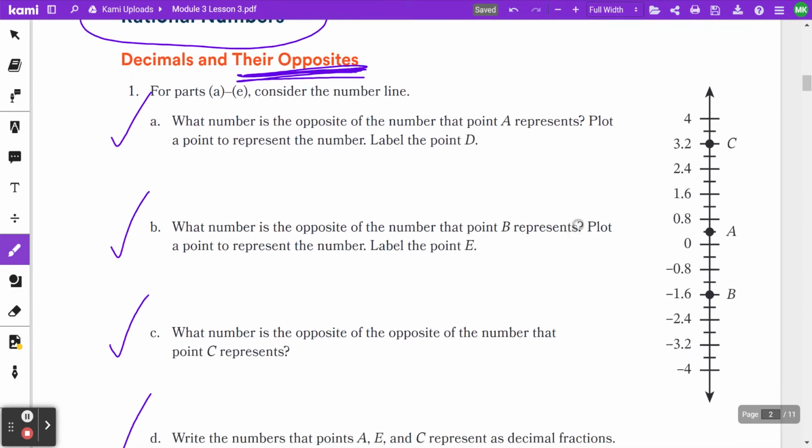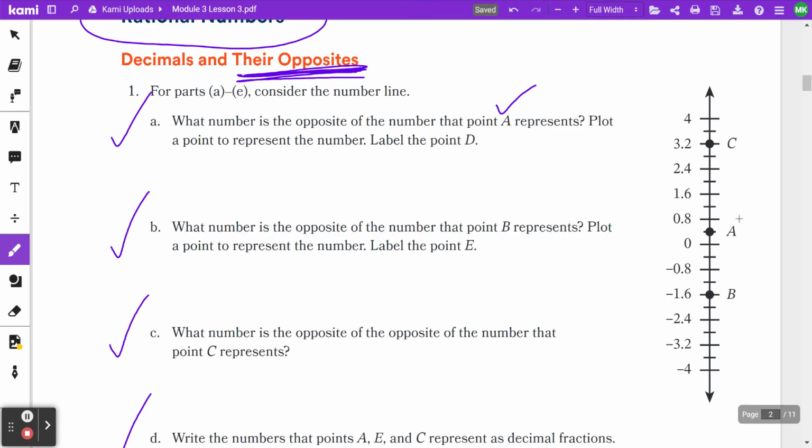All right, noticing all these values, they're rational because they can be placed and you see them on a number line. They can be plotted. So those are rational numbers: positive, negative, 0, whole numbers, all rational numbers. Okay, so here we go. What number is the opposite of the number that point A represents?